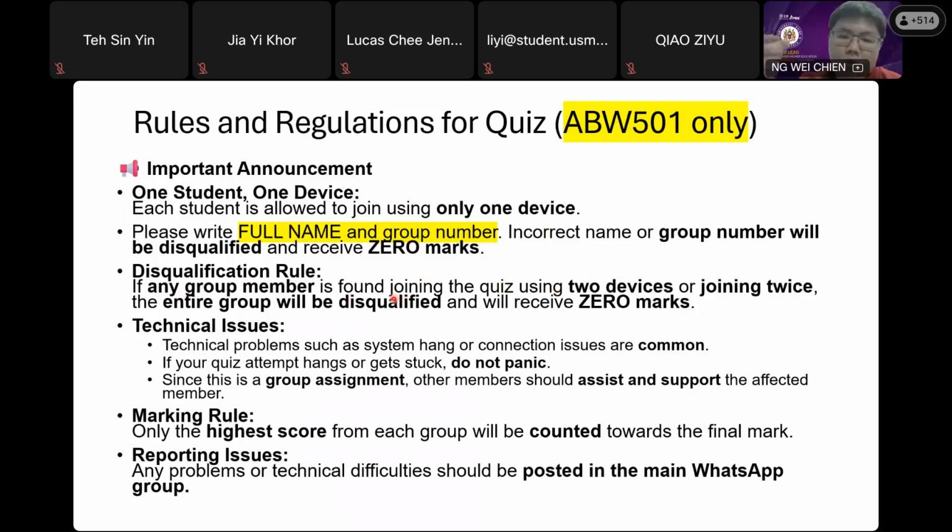For example, let's say one student from group number 1. In the system, we found that the student joined twice. What happened is the whole group number 1 will be disqualified and become 0 for the particular quiz. I need to be very clear here, because we actually encounter situations where there are students who join twice, join 2 devices at the same time during the quiz. We do not want that to happen. That's why we want to mention it very clearly here.